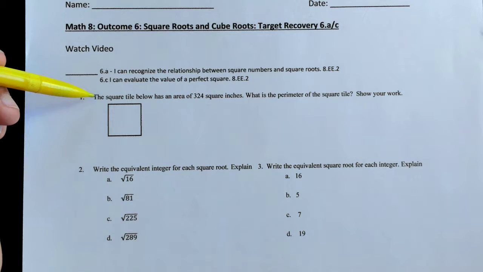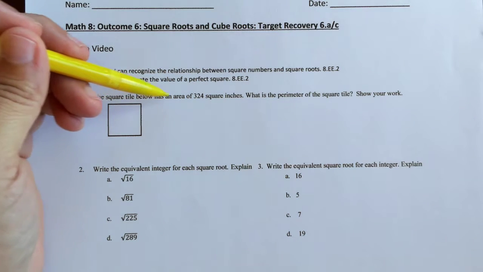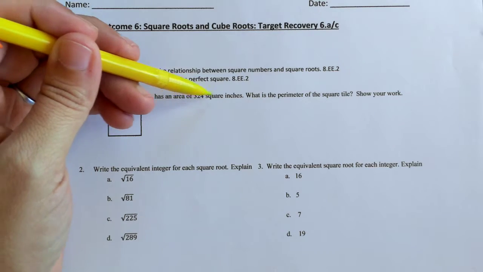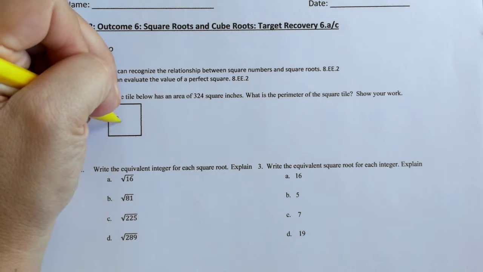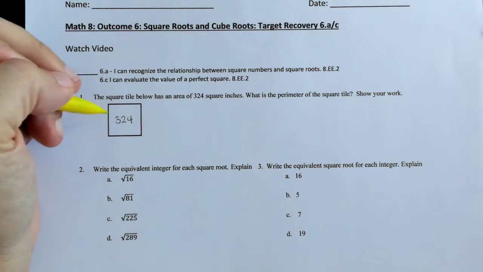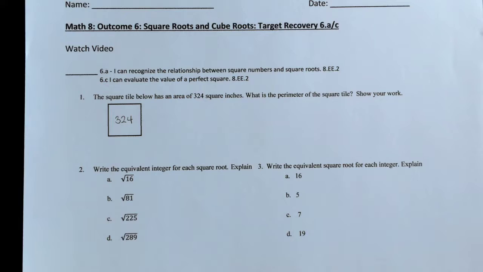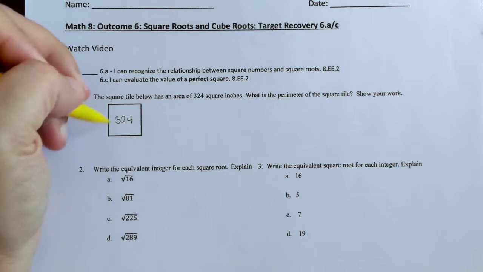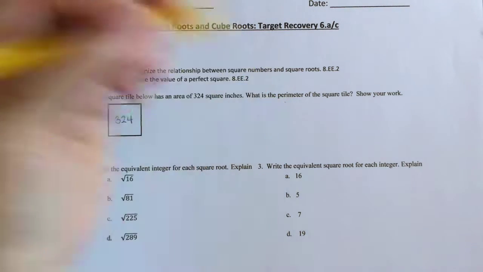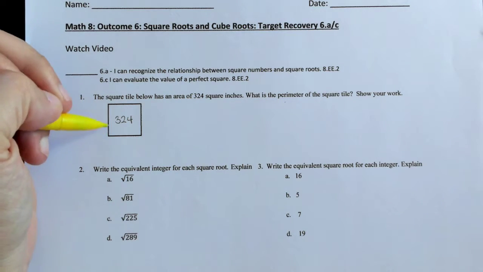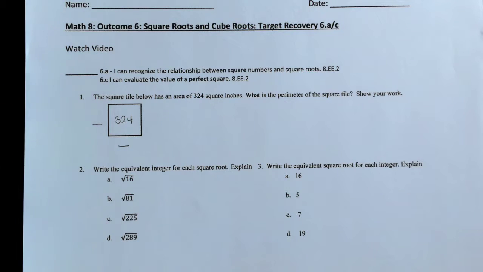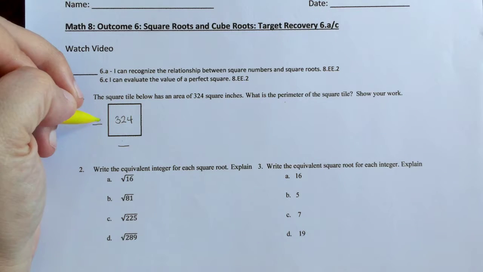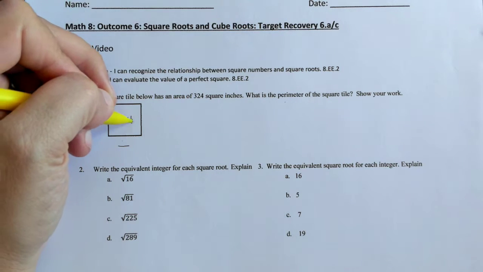So it says here that the square tile below has an area of 324 square inches. What is the perimeter of the square tile? I'm going to write 324 here because I know that the area is 324. In order to find the perimeter, I need to find the side length. And if it's a square, I know that this side length and this side length are going to be the same. So I'm trying to figure out what times what equals 324.